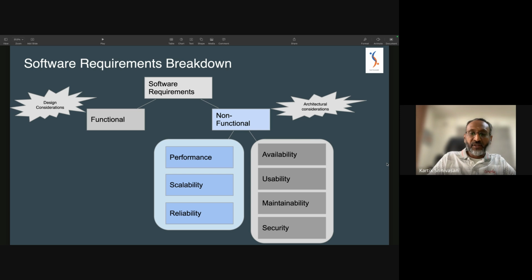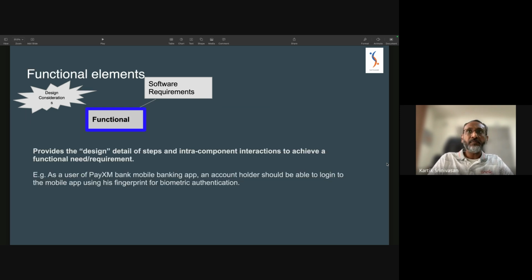If you recollect the previous session, we had spoken about non-functional requirements leading to architectural considerations, whereas functional requirements leading to design considerations, right? And so we are sort of trying to continue down the same path. And today's conversation will be focused more on the architectural considerations per se.